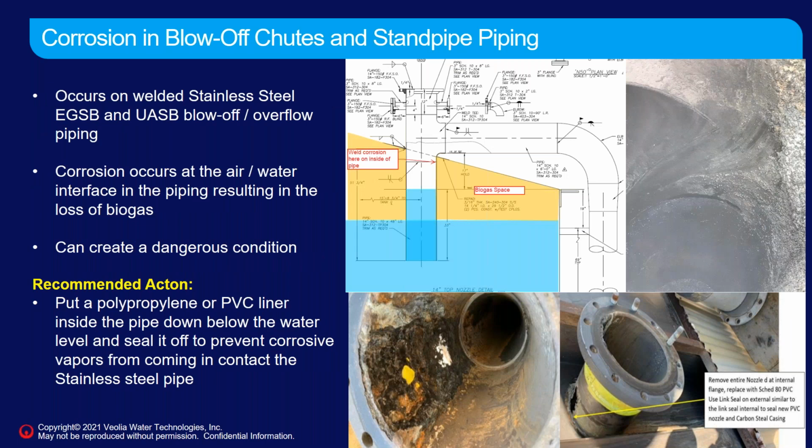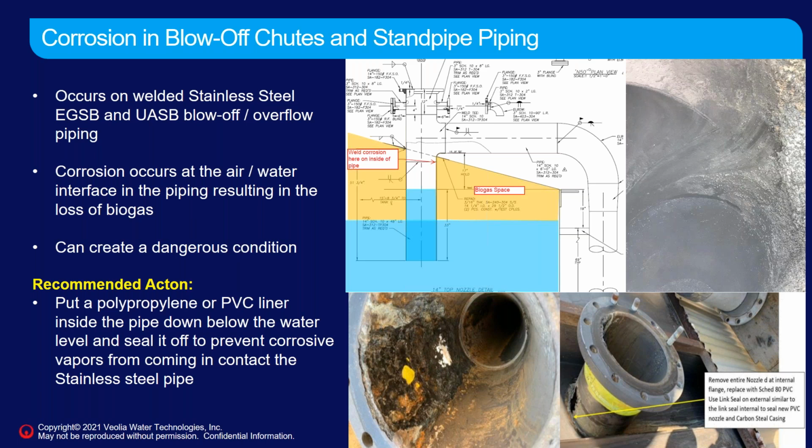Okay, this is a more recent one that we've been seeing. It's corrosion in these blow-off chutes and standpipe piping. That little cartoon diagram there is a blow-off or overflow that we put on a sealed top EGSB type digester. That's usually a stainless steel tank and a stainless steel pipe. There's a dip pipe that goes below the water surface, and there's biogas space above that water level, and it's water sealed to prevent the biogas from coming out.